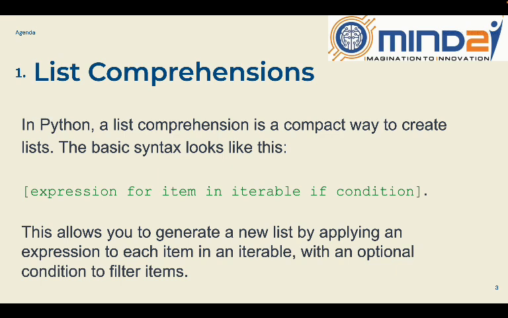Okay, so what exactly are list comprehensions? In Python, a list comprehension is a compact way to create lists. The basic syntax looks like this. As you can see, it is represented in square brackets. This allows you to generate a new list by applying an expression to each item in an iterable, with an optional condition to filter items.